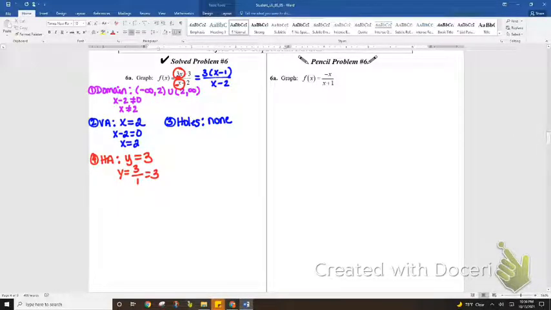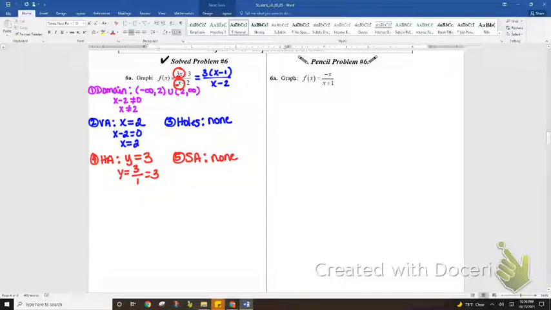Now right near horizontal asymptote is your slant asymptote. Slant asymptote, though, remember, does not exist if there is a horizontal asymptote. Since we said there was a horizontal asymptote, there won't be a slant. The slant asymptote will only exist if the numerator's degree is greater than the denominator's by 1. And in this case, they're the same degree on top and bottom. So therefore, no slant asymptote.